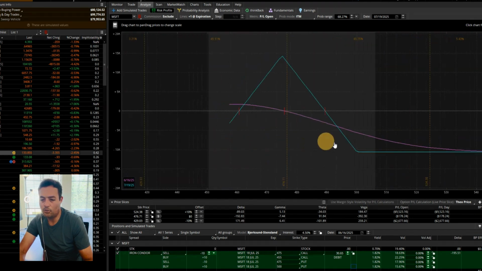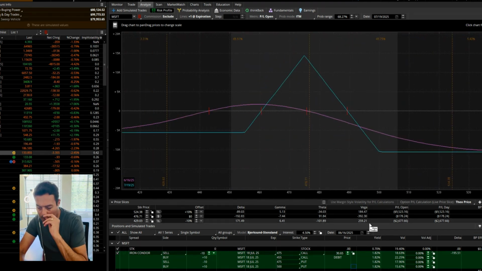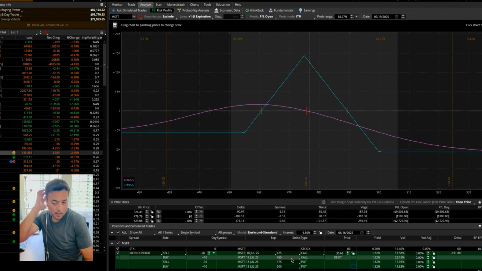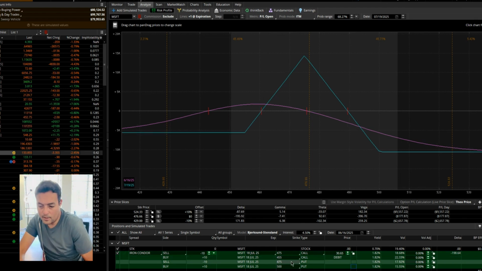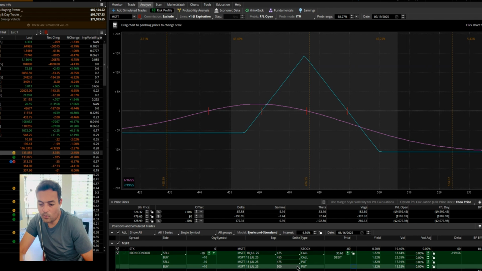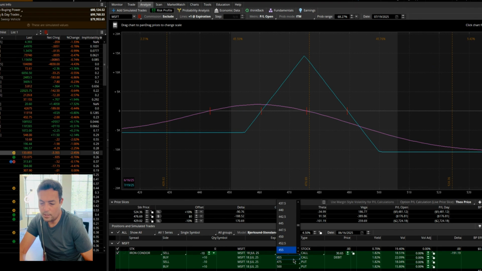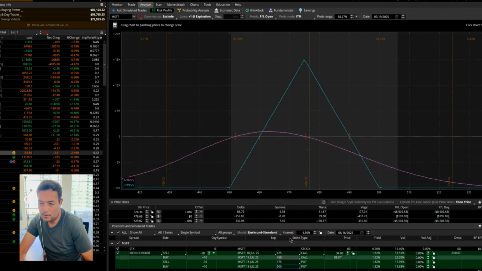Okay, so now look at this trade. The reason this is a little bit unbalanced is because you have a $20 wide spread on the call side, but you have a $25 wide spread on the put side. So let's change the call side to 25 as well. So I'll select. We short 475. I'm going to short 470. I'm going to long 450 here. Okay, that's a regular butterfly trade.